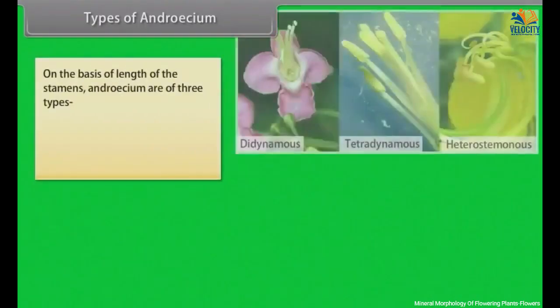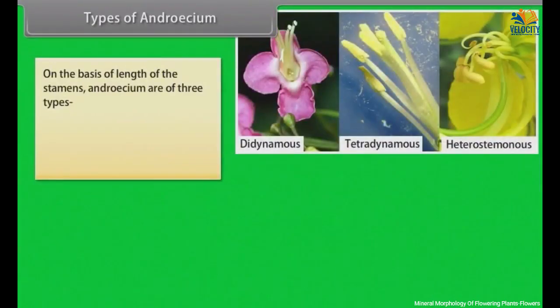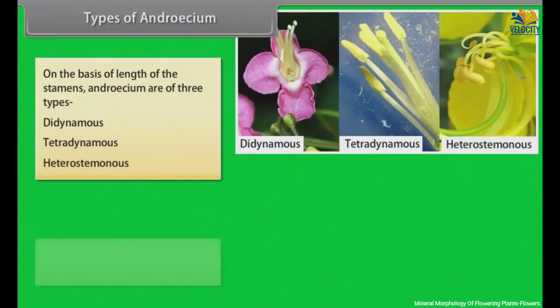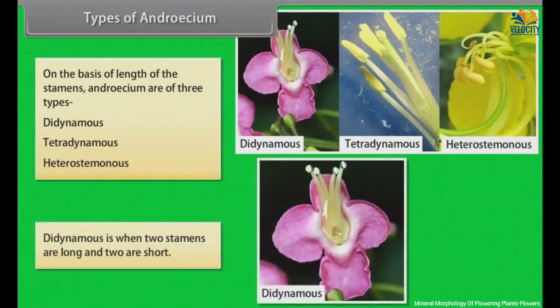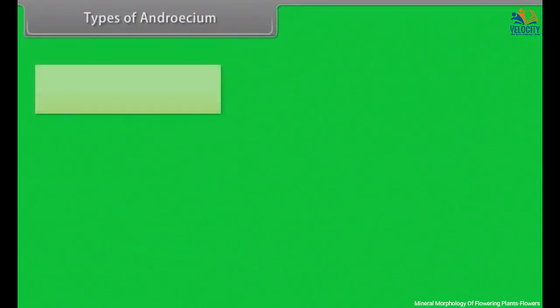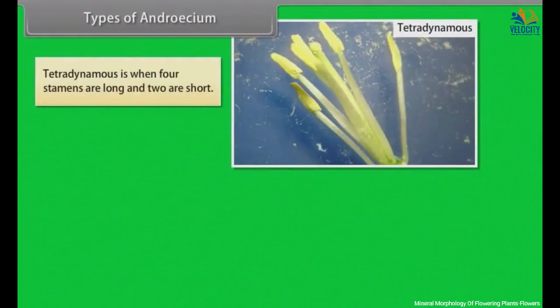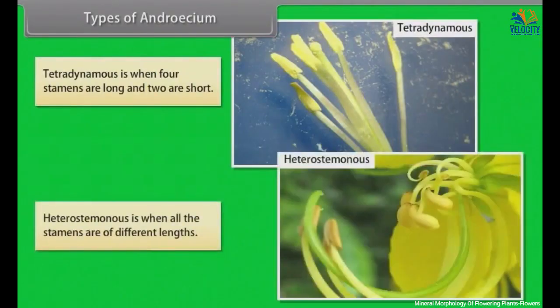Types of androecium. On the basis of length of the stamens, androecium are of 3 types: didynamous, tetradynamous, heterostemonous. Didynamous is when 2 stamens are long and 2 are short. Tetradynamous is when 4 stamens are long and 2 are short. Heterostemonous is when all the stamens are of different lengths.